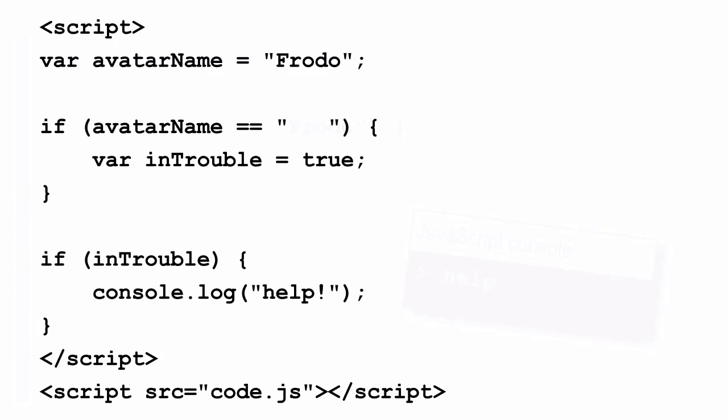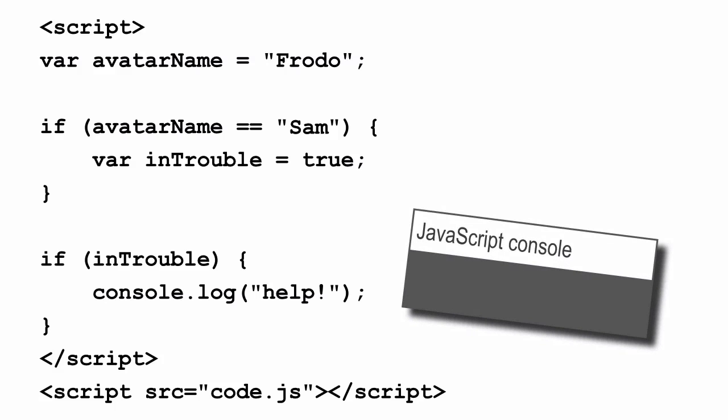Now let's see what happens if we declare and initialize the variable in trouble to true only if avatar name is Sam instead. That means in this particular example, that conditional will not be true, so we will not execute that statement. This time we don't see help displayed in the console, but we don't see an error either. So what's going on? Well, that's because just like before, the variable in trouble is hoisted. So it's as if we declare the variable at the top of the code and then initialize its value in the statement that's executed if avatar name is equal to the string Sam. In this example, avatar name is not Sam, it's Frodo. So the value of in trouble is undefined, which is why we don't see help in the console.